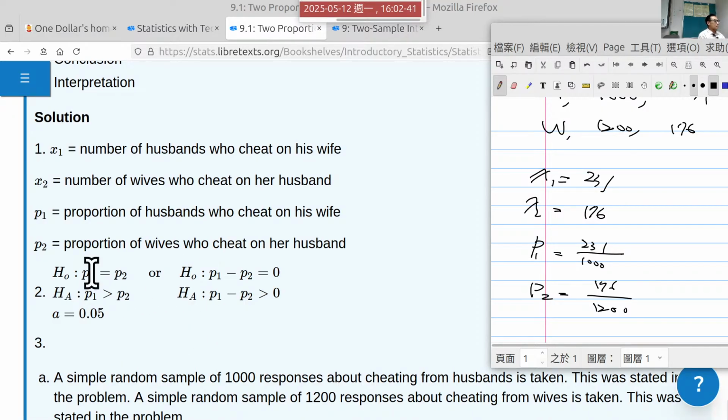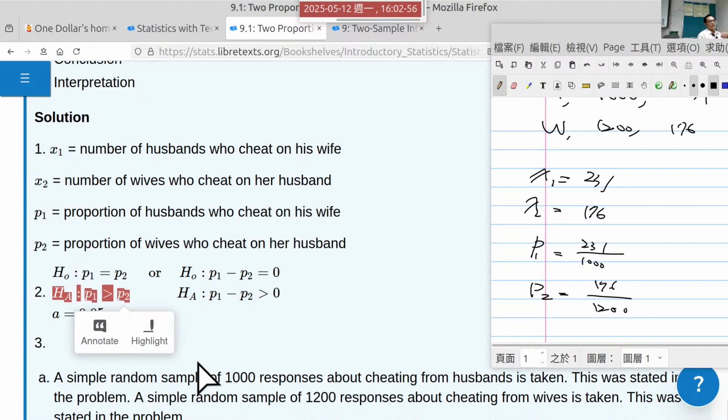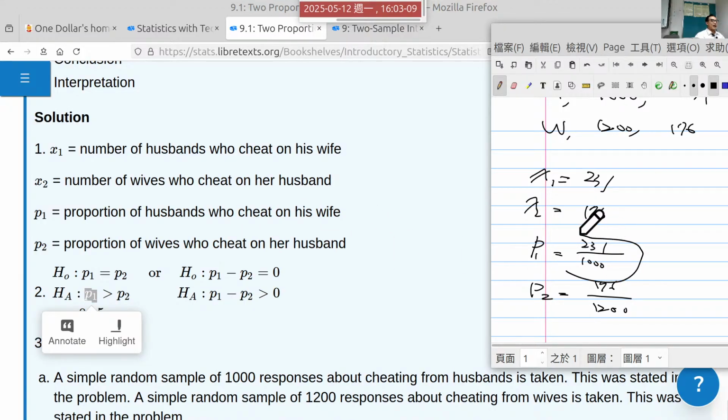Let's check it. Here, the null hypothesis: the two proportions are the same. Next, the alternative hypothesis: P1 is greater than P2. You may say, I can understand this one is greater than this one, undoubtedly the proportion for husbands is greater. No, it's different. Let me tell you, you cannot calculate this way because it's about statistics. Let's check it.